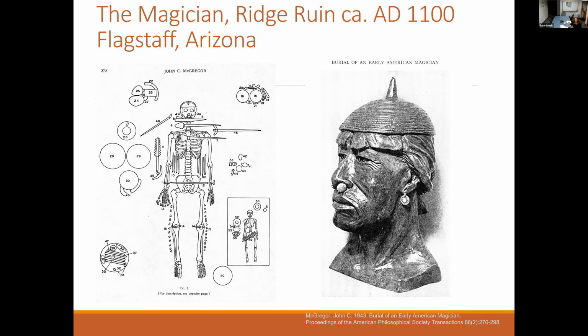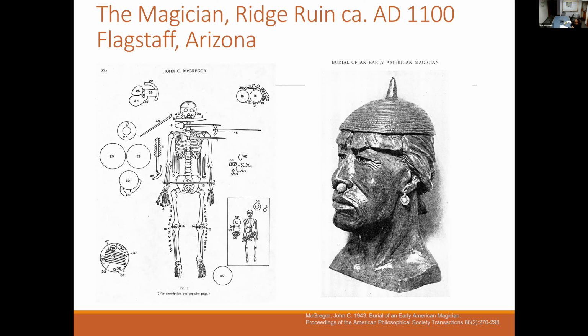The site itself is interesting, but it's a small site. It was a small Pueblo room block, 20 to 25 rooms. This is a map of the burial, and they did a bust reconstruction of what he might have looked like. And I love that he has a nose ring and earrings. These artifacts in the burial, here's the list.